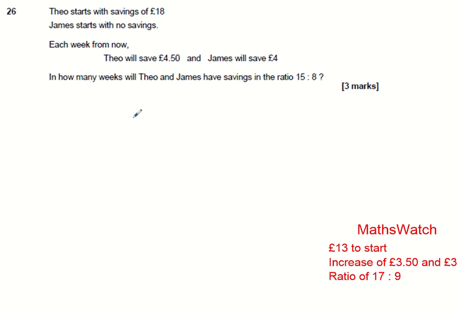So I'm going to set this up as a table. I'm going to have Theo and James, and they are starting, Theo starting with £18 and James is starting with nothing. So that's at the start. And then as we go to week 1 and beyond, I'm going to add £4.50 onto Theo. So adding £4.50 will take us to £22.50. And £4 for James. And we are checking whether this becomes the ratio 15 to 8.